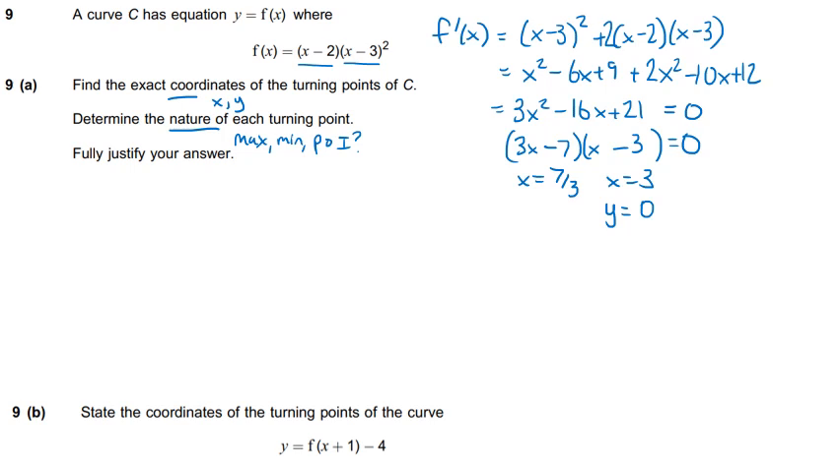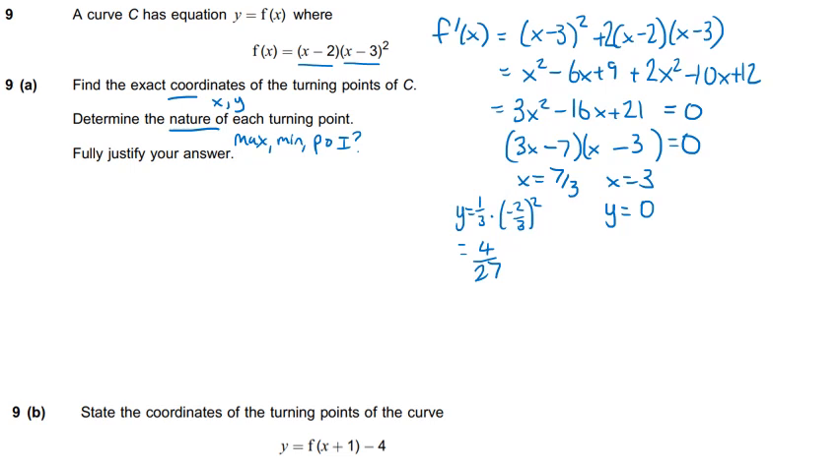If I put x equals 7 over 3 in, well, you could just do this on your calculator, but 7 over 3 minus 2 is a third, so I get y equals 1/3 multiplied by, and 7 over 3 minus 3 is minus 2/3, so I get that, which gives 4 over 27. Right, so those are the coordinates.